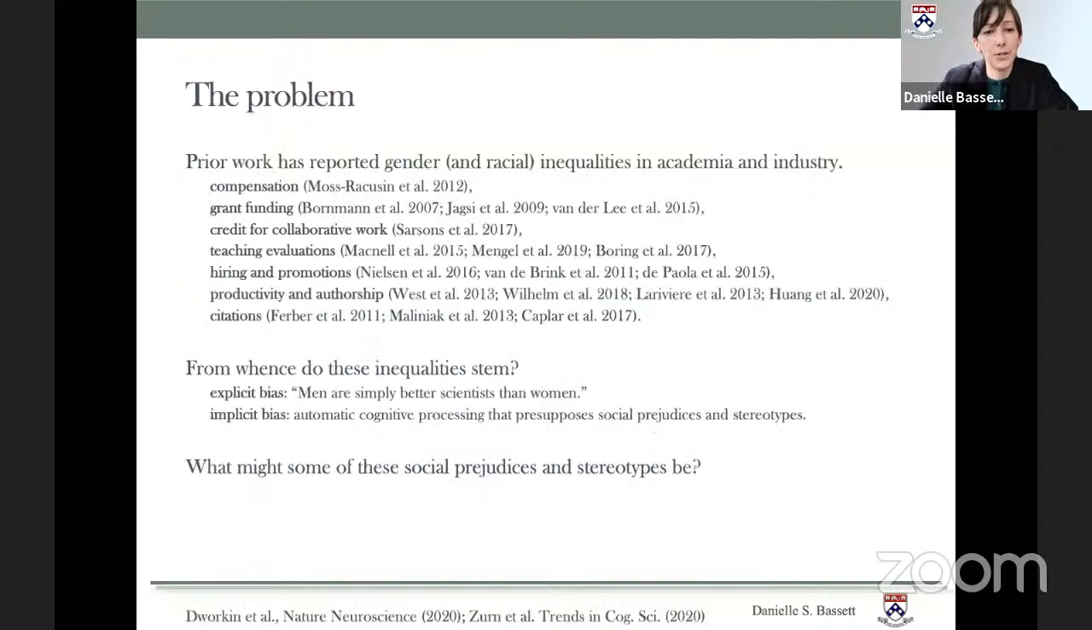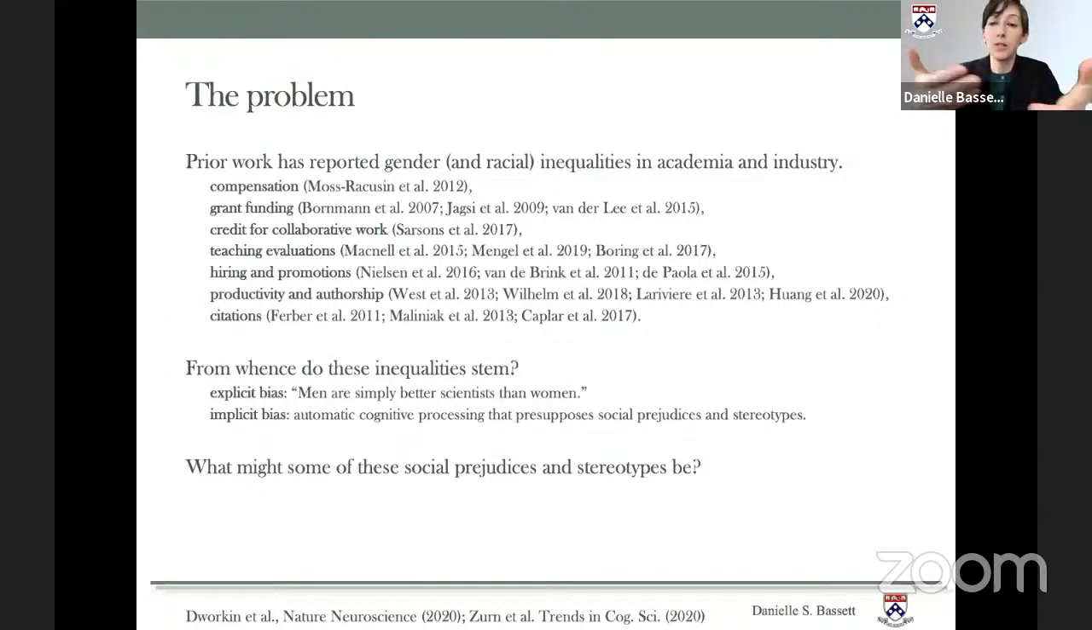And so what he decided to do was to think about the problem that is very pervasively described in the literature of gender and racial inequalities in academia and industry. And in prior work, there's been very clear evidence that there are gender and racial inequalities in terms of compensation and grant funding, also credit for collaborative work and teaching evaluations, hiring and promotions, productivity and authorship, and citations. So we can ask ourselves, well, from whence do these inequalities stem? Well, they can stem from lots of different factors.